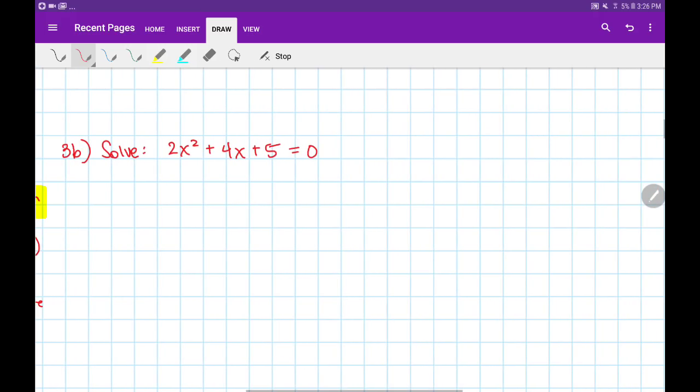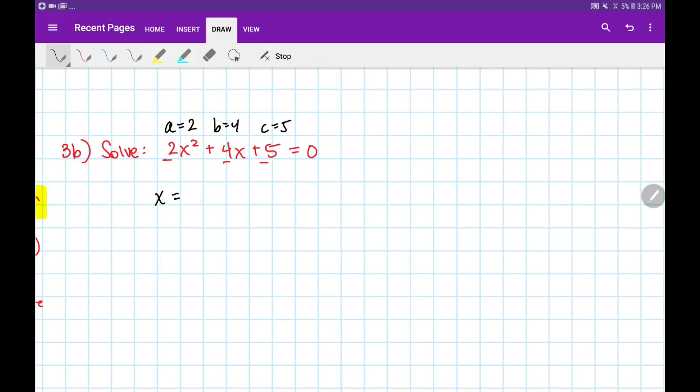It says solve. Now you might have checked for GCF first. There's nothing you can factor out. So actually, magic X doesn't work here either, because I need two numbers that multiply to 10 but add to 4. You'll notice that nothing works. So as a last resort, you're going to have to use the quadratic formula. I'll label my A equal to 2, B equals 4, C equals 5.